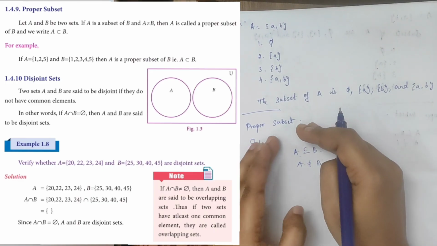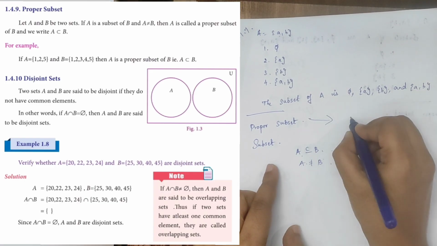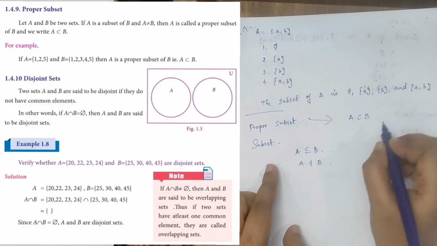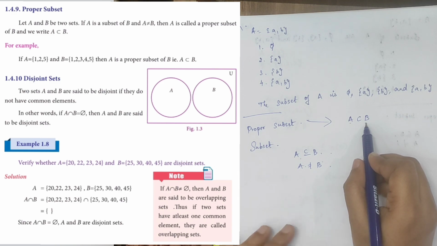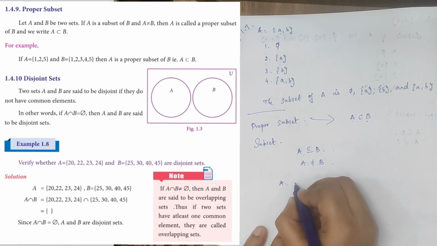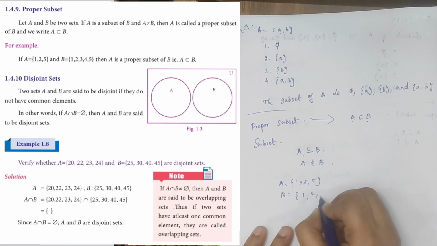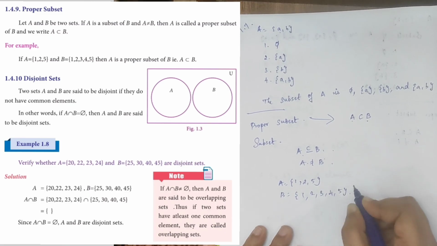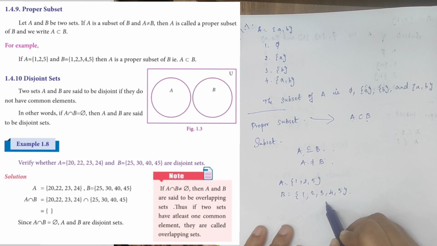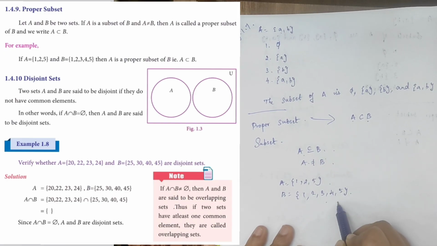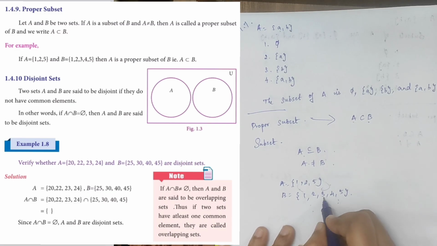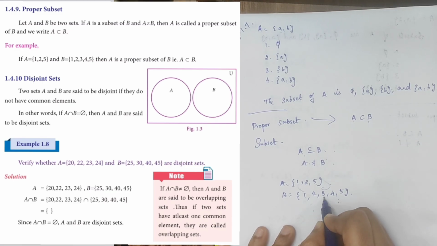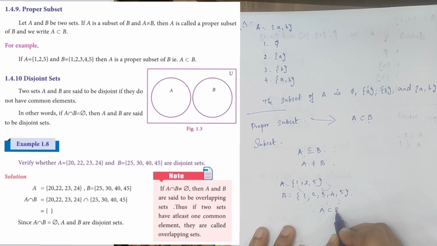Okay, and this proper subset, how do we write it? A is the proper subset of B. It is written like this. Now I'll give you a simple example. If A is equal to {1, 2, 5} and B is equal to {1, 2, 3, 4, 5}, A is inside B, isn't it? But A is not equal to B. So A is inside B and A is not equal to B, so we call this a proper subset. A is a proper subset of B.